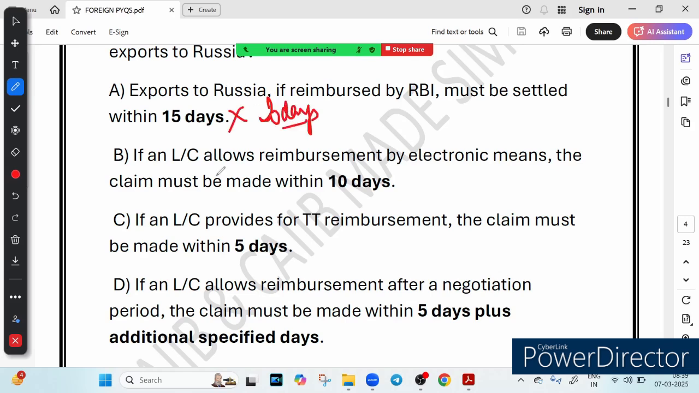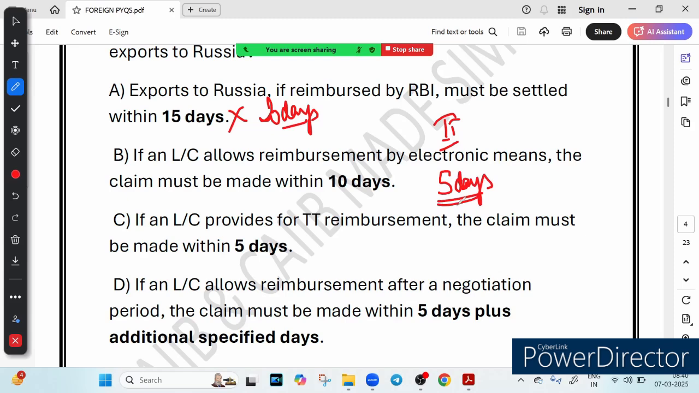Then Option B suggests that if an LC allows reimbursement by electronic means, the claim must be made within 10 days. Right? But this is incorrect, because reimbursement through TT. What is the meaning of TT? Telegraphic transfer. Reimbursement through TT or a similar method must be claimed within 5 days. You must remember it must be claimed within 5 days, not 10 days.